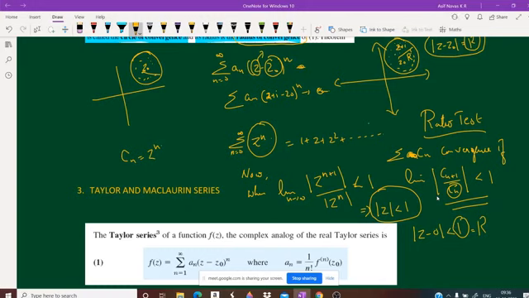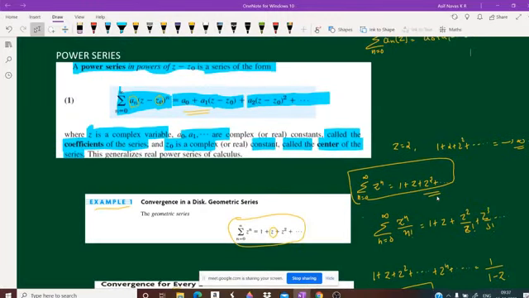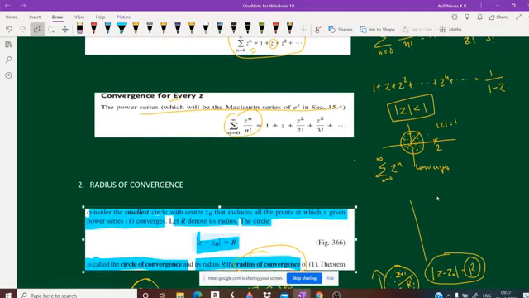Okay, so that is a brief introduction for Taylor and Maclaurin series. So we discussed, what did we discuss? We discussed what a power series is, and we found some examples, and I told you that this series converges in a circle, and the radius of that circle is the radius of convergence.